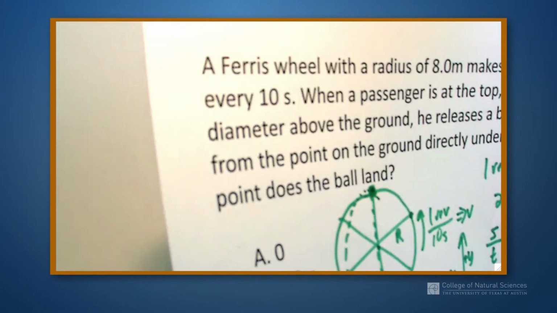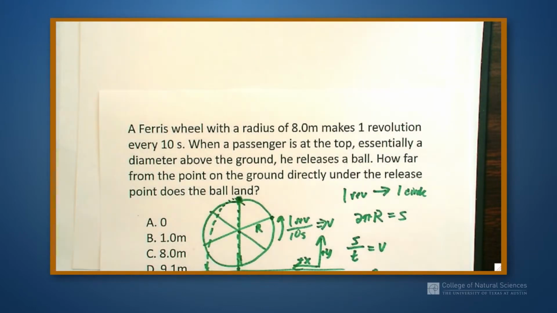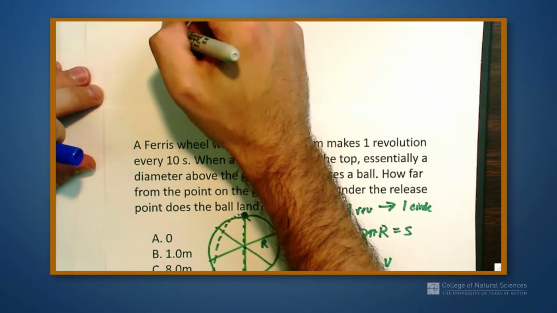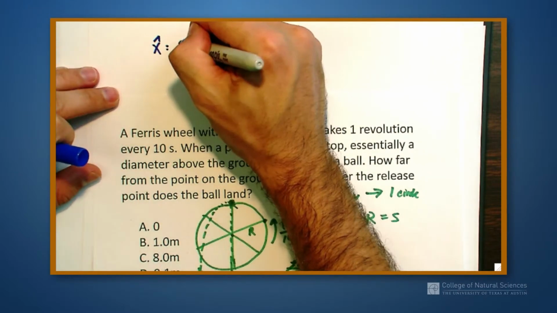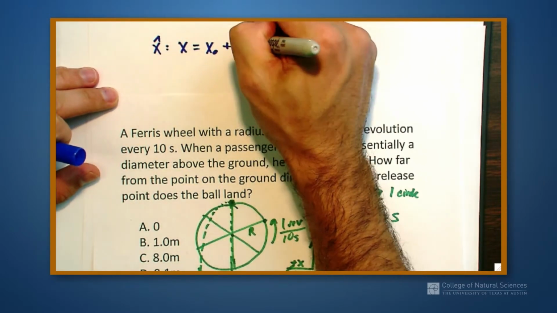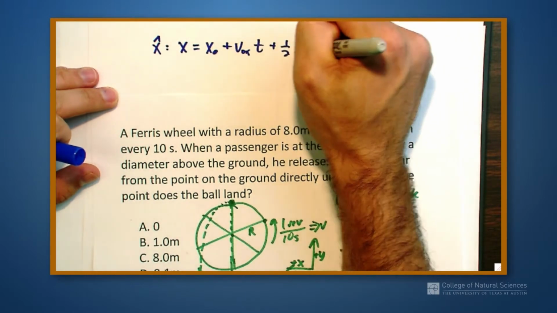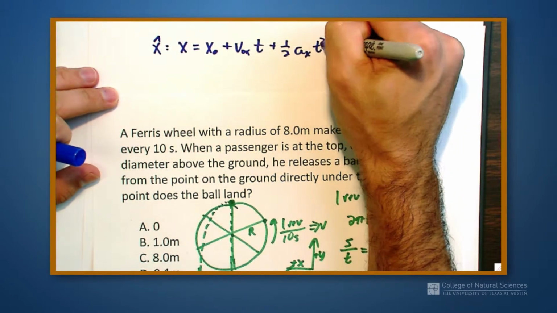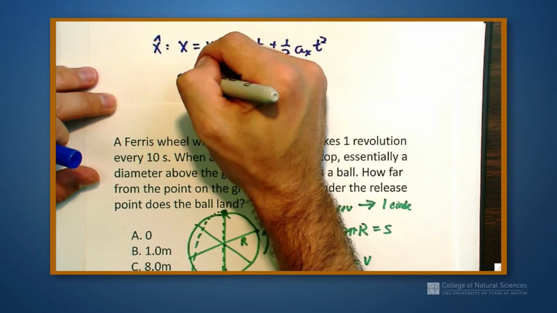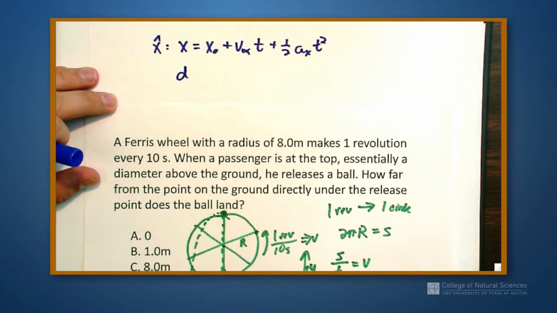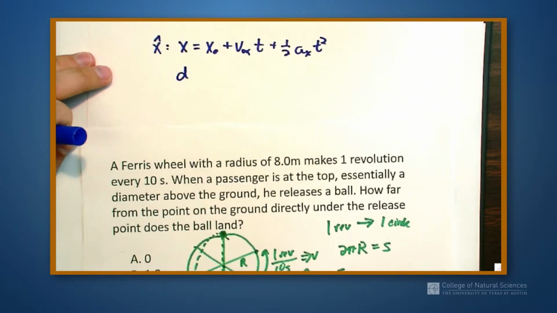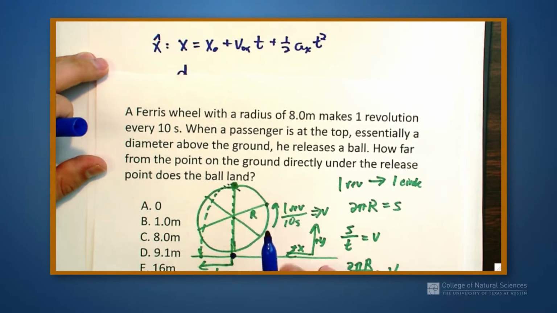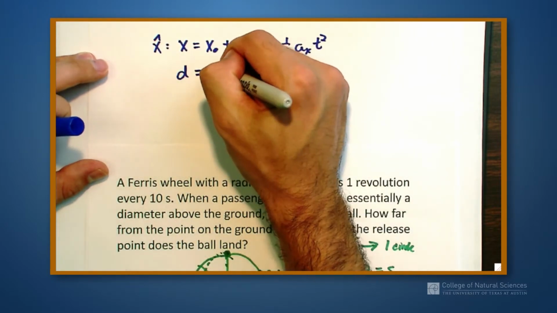So now I'm going to go and slide into my horizontal direction. In my horizontal direction, I know that I'm given x equals x naught plus v naught x t plus 1/2 a x t squared. My final position is a distance d from the center. This was my original starting point right here, or my original 0, 0 point is right there. So d is equal to 0.